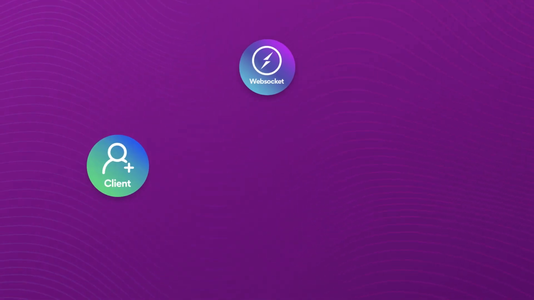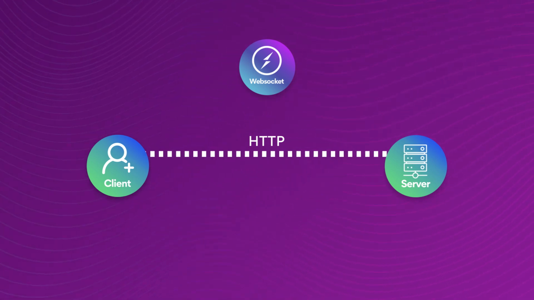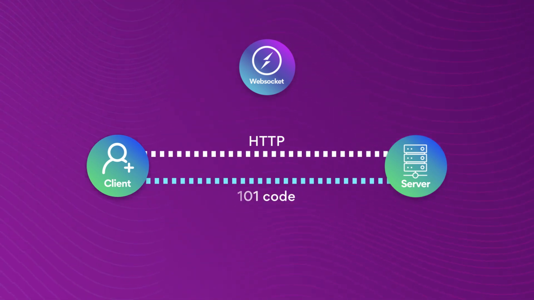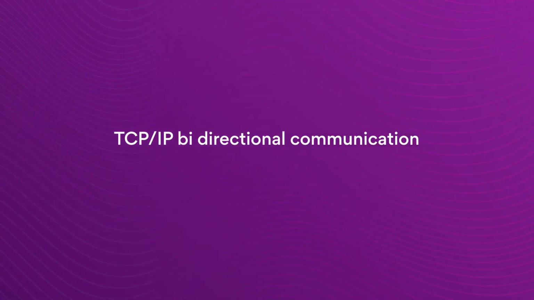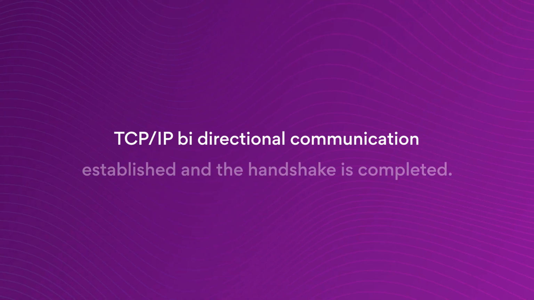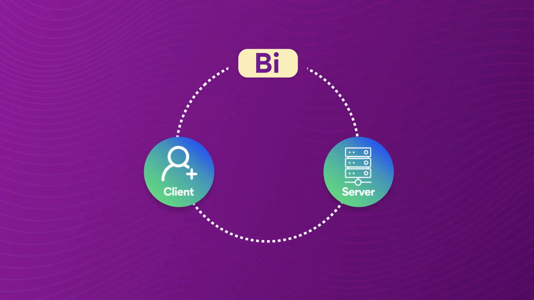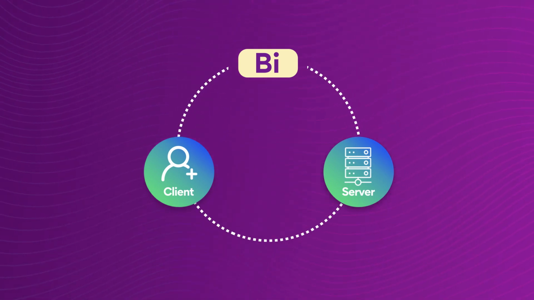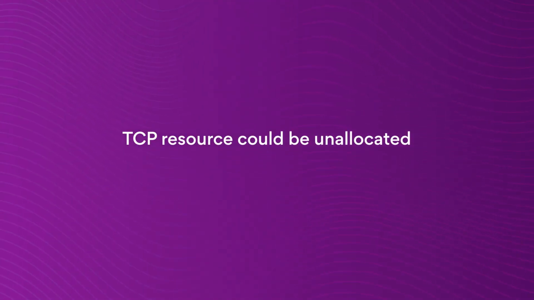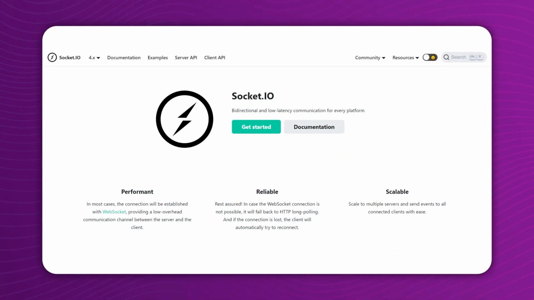The first step is the client will send an HTTP request to the server asking to open a connection. If the server agrees, it will respond with a 101 status code and switch the protocol. At that point, a TCP/IP bidirectional communication is established and the handshake is completed, allowing communication between the client and the server with very low latency. The connection will stay open until the client or the server drops off, and then the TCP resource can be deallocated. And for our learning process today, we're going to build our project using Socket.io.